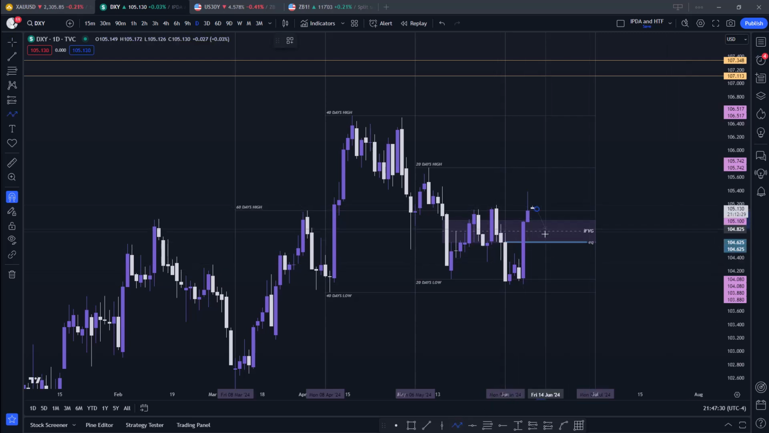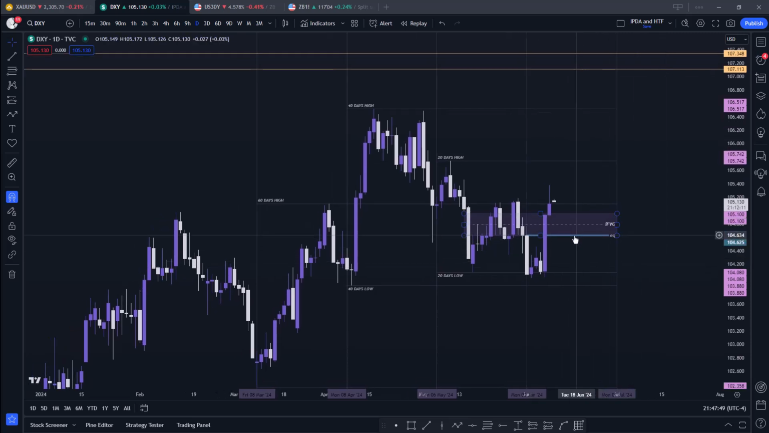I do expect price to tap the EQ level, the opening price of this month, before continuing higher though. That would be my optimum entry for us to retrace all the way down to the EQ, which is the equilibrium, or the opening price of the month before continuing higher.